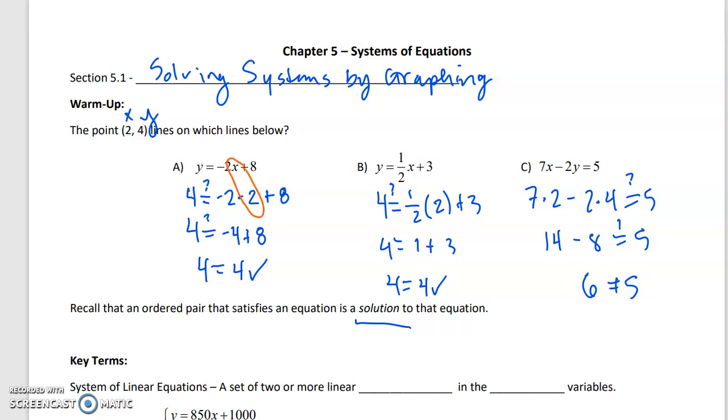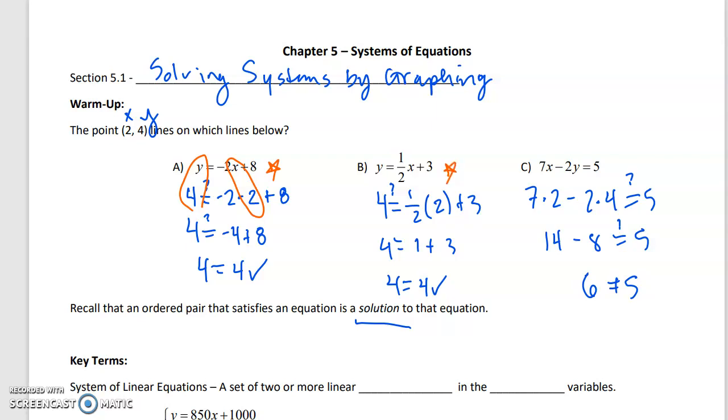So again, 2 in for x, 4 in for y. For the first equation A, we end up with a true statement. So yes, this point lies on this line. And for the second equation B, we also get a true statement. Half of 2 is 1, 1 plus 3 is 4, and so the y value of 4 matches when the input is 2. So it also works for equation B.